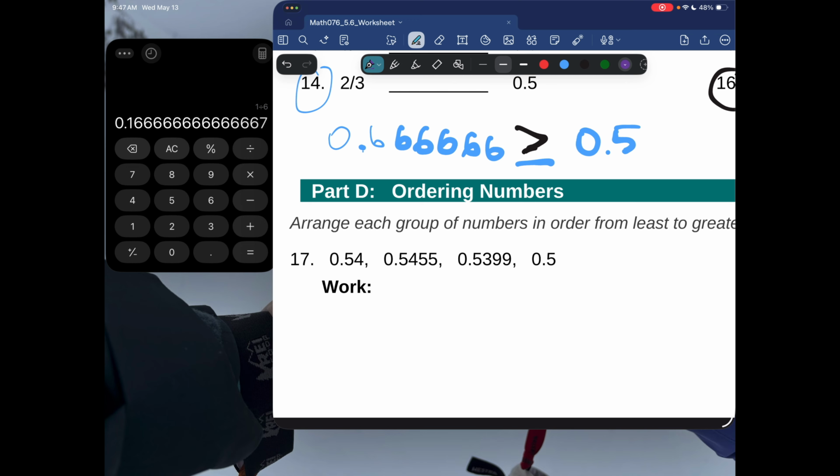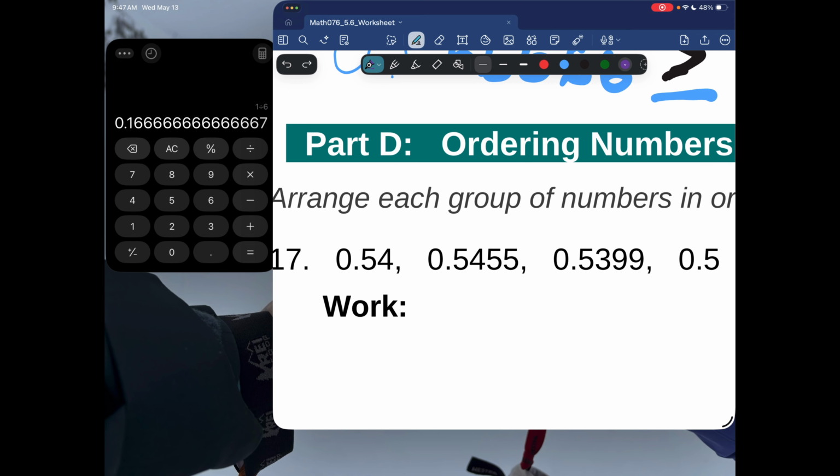So on my first one, I have 0.54, so I'm going to add 2 zeros. Those 2 zeros are implied, and I'm just putting them on so they all have the same number of digits. And then my next number, I'm going to leave it because it also has 4 digits past the decimal point.